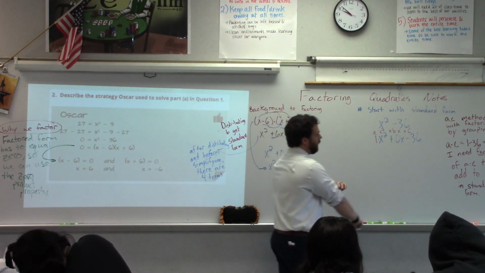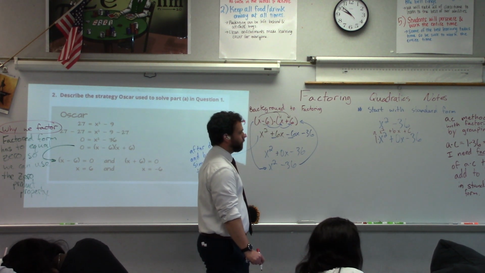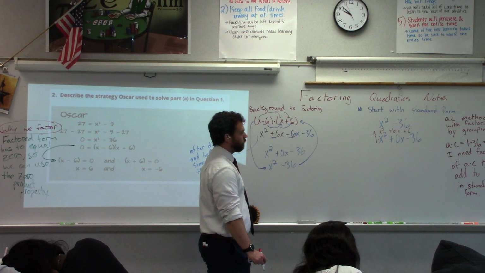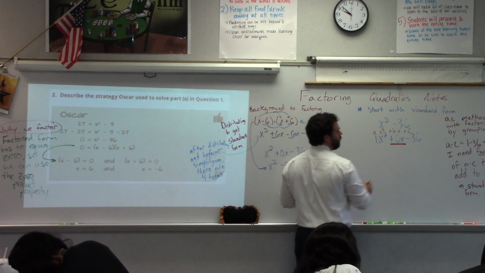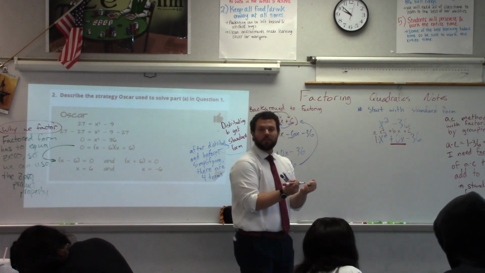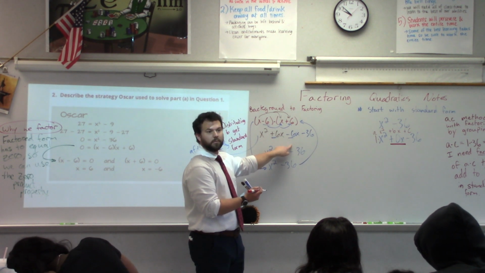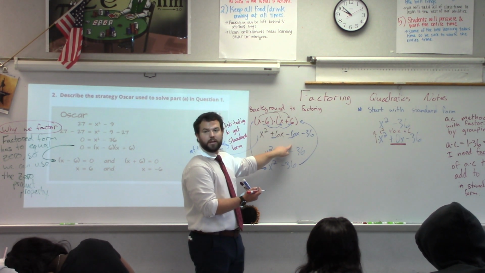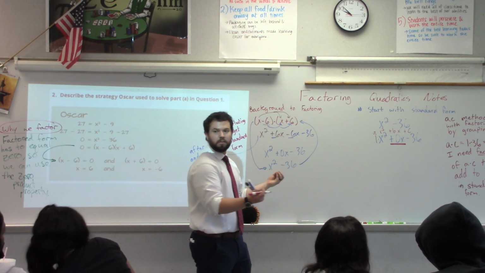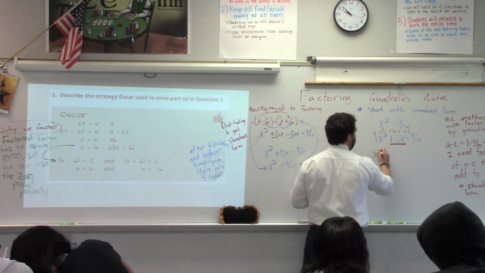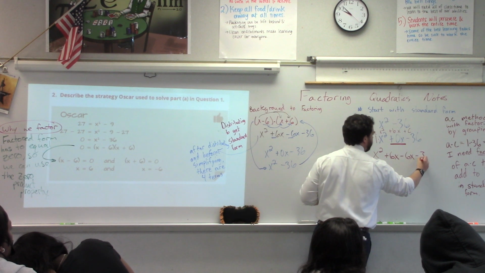So we need factors of A times C that add to B in standard form. And so we split that middle term, that B, up into, any guesses? Which were the factors. But we need 6x and negative 6x. That's what we're doing here. So plus 6x, minus 6x, minus 36.